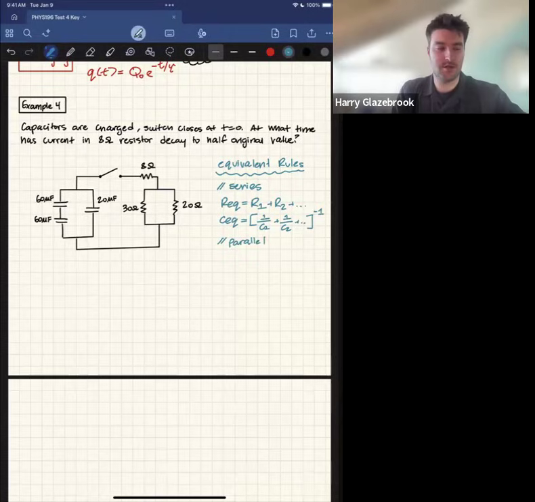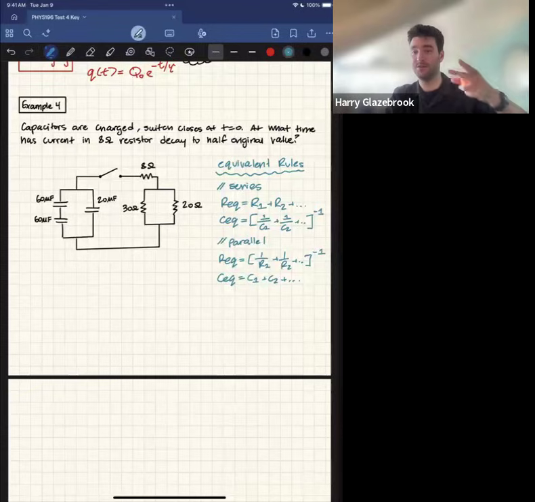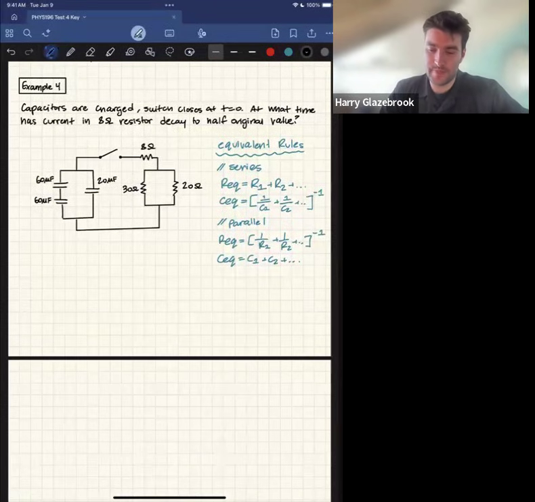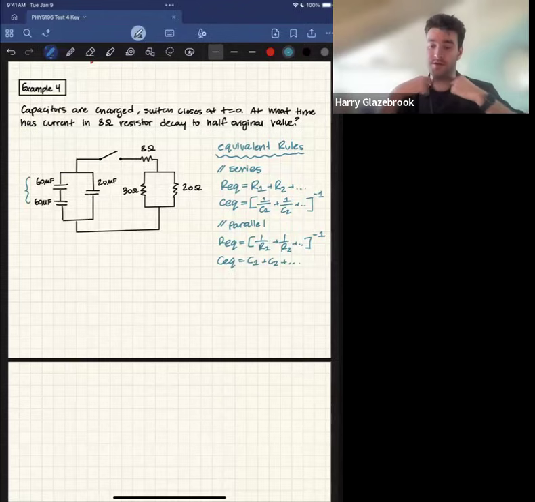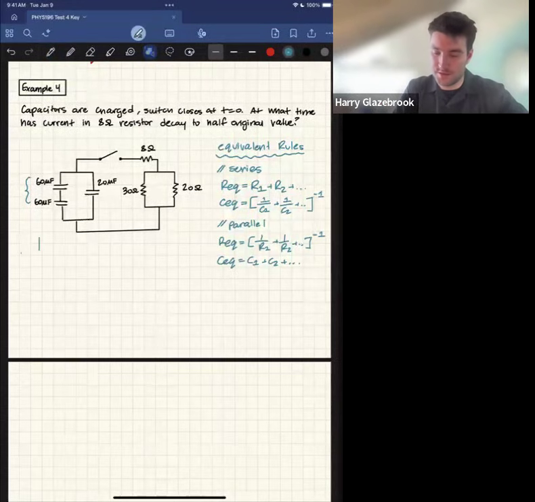For parallel, which is two circuit elements on different wires, equivalent resistance is 1 over R1 plus 1 over R2, etc., to the minus 1. And equivalent capacitance is C1 plus C2, etc. So basically, resistors and capacitors are just flipped in the two situations. First things first, I'll start with my capacitors here. I see I have two 60 microfarad capacitors, and they're sharing the same wire, so they're in series. So I'm going to use my series rules and combine those. So here's just a drawing.